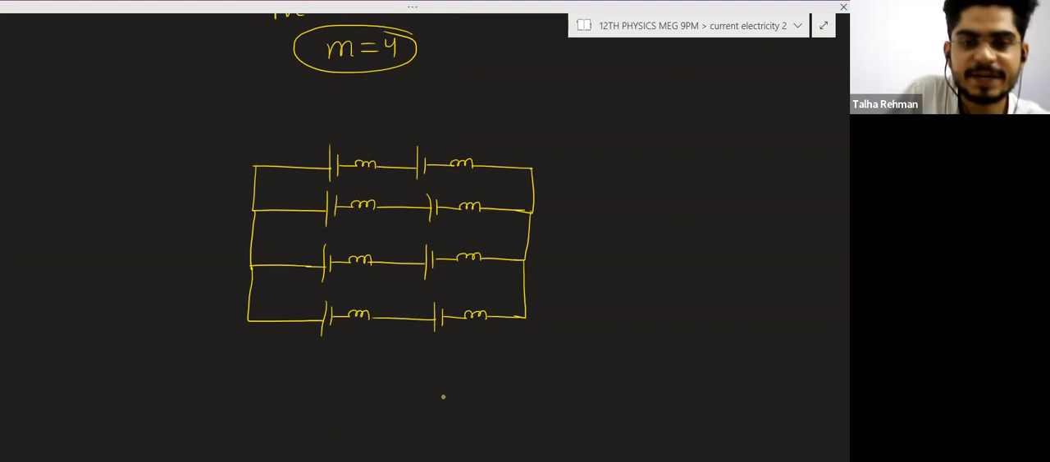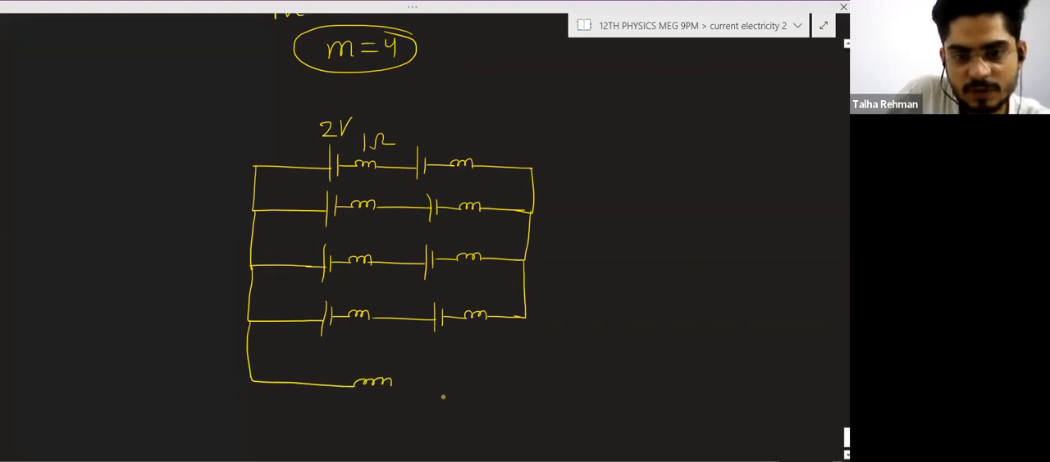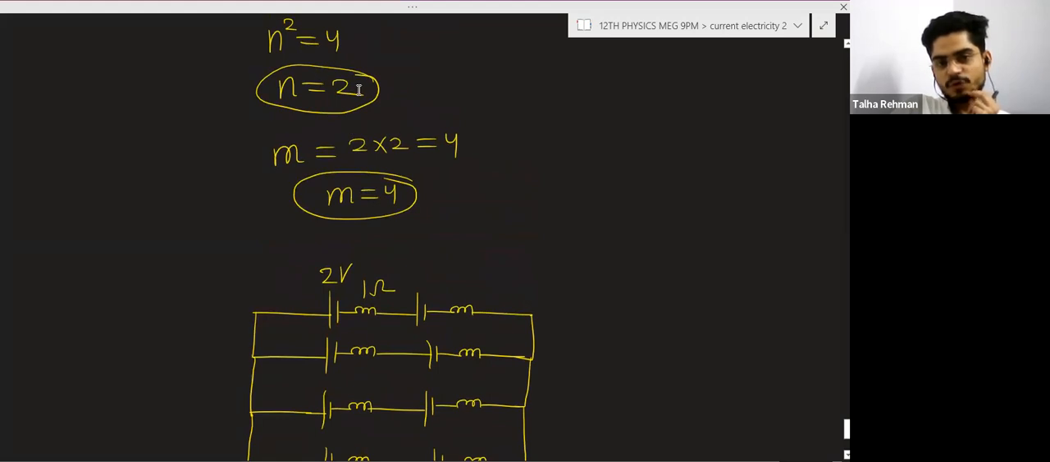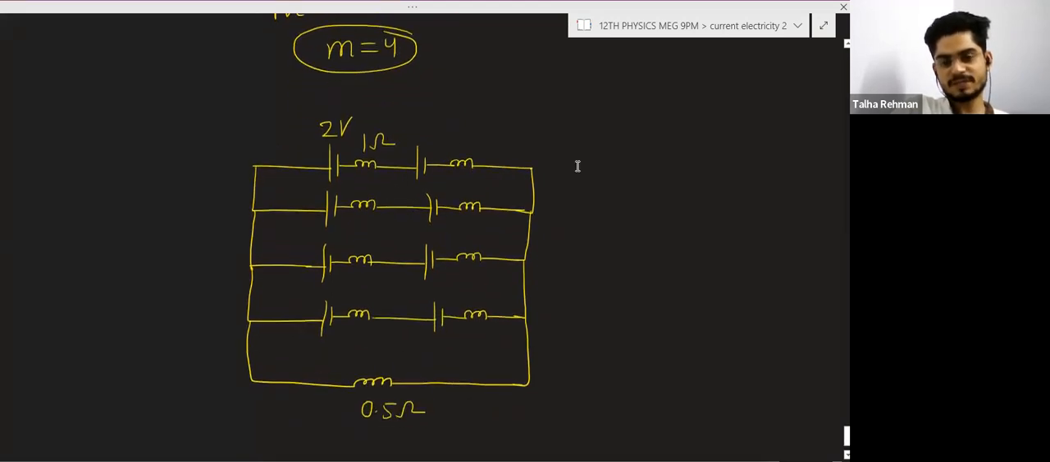All the cells are identical, 2 volt and 1 ohm resistance for all the cells. And here an external resistance. What is the value of external resistance? 0.5 ohm is connected. So this is the final circuit. Means in a row you have connected 2 cells and there are 4 such rows. So the meaning of n equal to 2 and m equal to 4 is this.